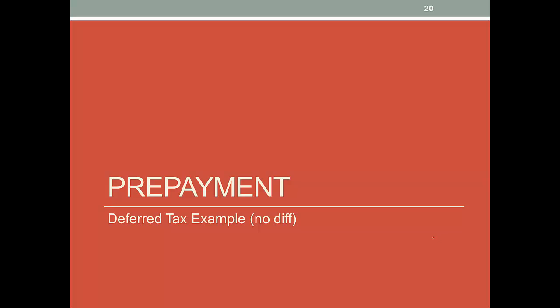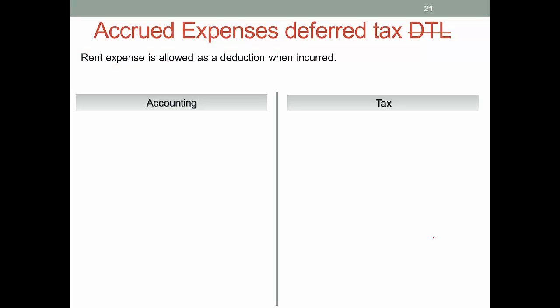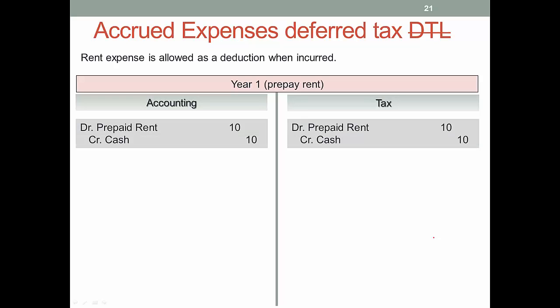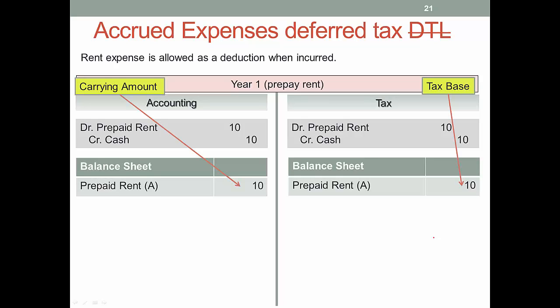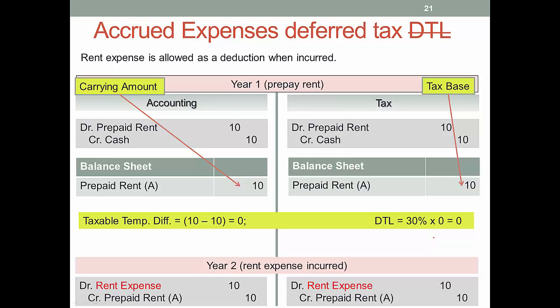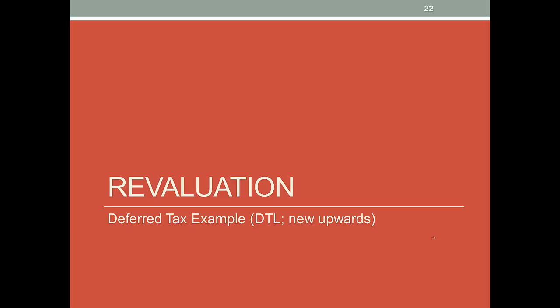Okay, what about if there's no difference? Once again, it's a no-brainer. Rent expense is allowed as a deduction when incurred. In that case, accounting and tax are the same in the first period. Carrying amount and tax base are the same. There's no DTL or DTA. And when it reverses, the journal entries are the same, both for accounting and for tax. So there's no deferred entries.